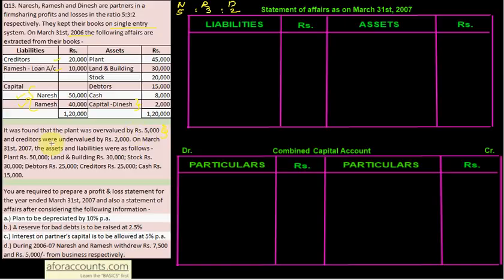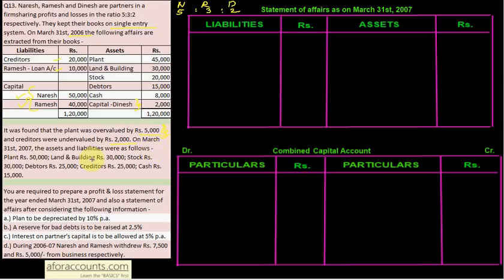And creditors were undervalued by rupees 2,000. Okay, so creditors are undervalued. This you just mark and keep. We have to do it later on. On March 31st, 2007, the assets and liabilities were as follows.